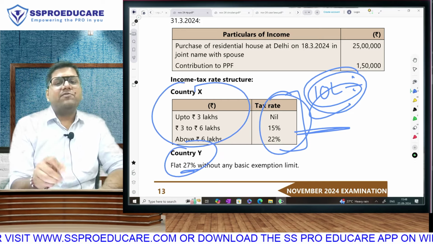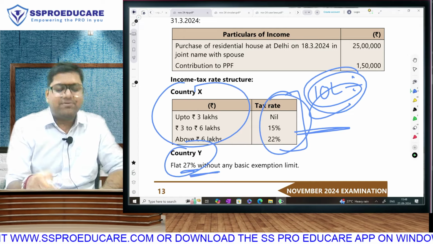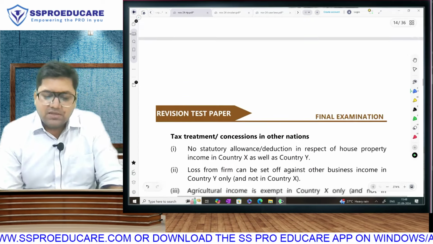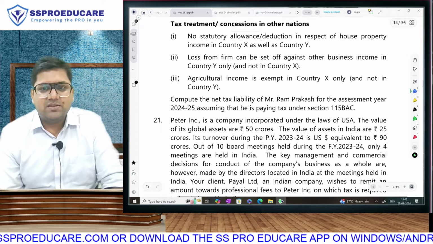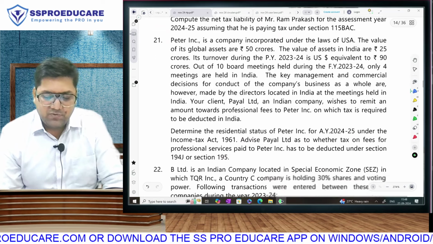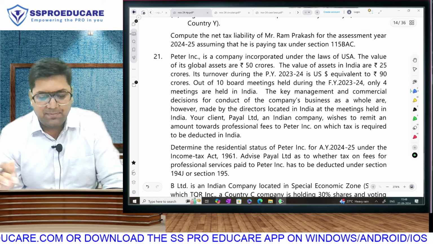And country Y mein what we will do, average Indian tax rate or 27%, whichever is lower. So just that foreign ka rate also is given on the basis of slab. It will be good if you are solving this, so better rahega.